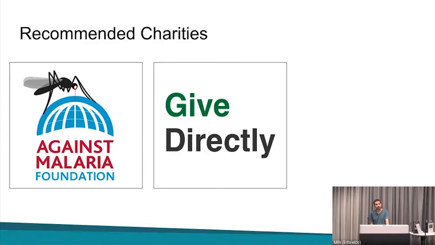GiveDirectly simply gives cash transfers to extremely poor individuals and households in rural areas, allowing them to invest in themselves and their children. On average, every $100 that you donate creates a significant difference in the economic well-being of about 5 families. What does significant difference mean? That will require some more details I'm not going to go into now, but you can go on GiveWell's site and see a lot more details than I'm going into right now.